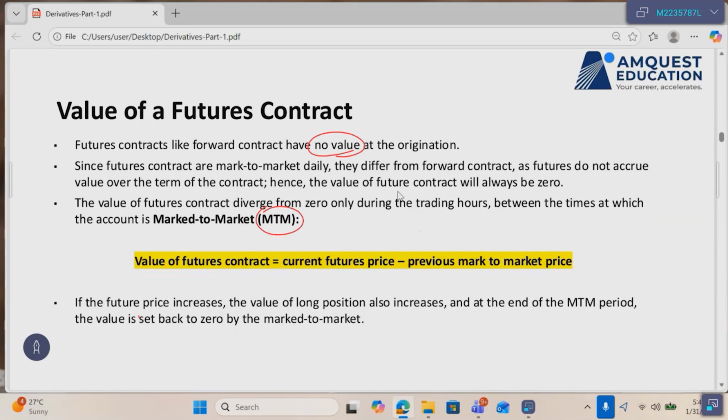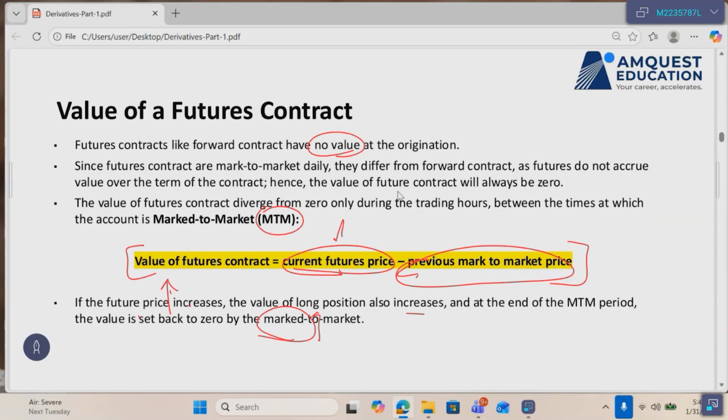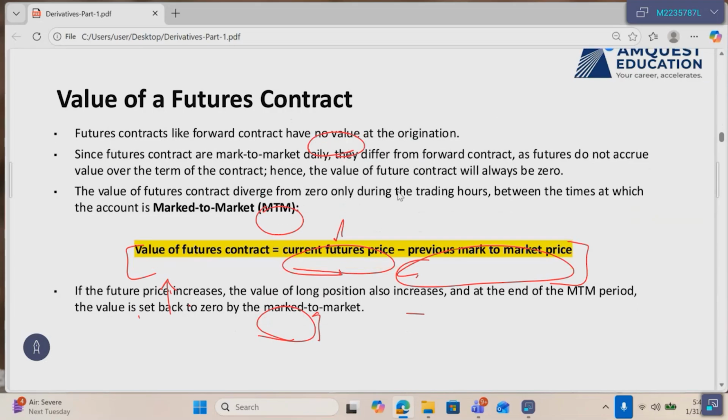If the futures price increases, the value of long increases. Obviously, we know that. So if the futures price went up, the value will go up. My mark to market will also go up. If the futures price decreases, then long will suffer and short will benefit. Yeah. So please learn the valuation well, because in valuation I'm applying the current futures price minus the previous price. Any questions? So a futures contract is more valuable based on the amount of time left and the uncertainty because of which the value may go up.